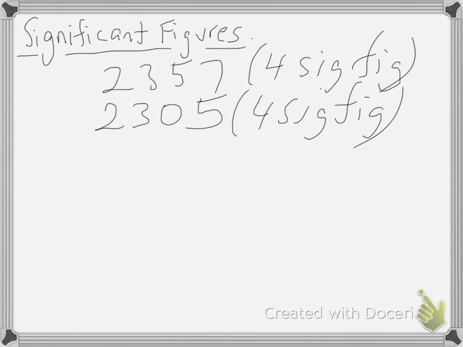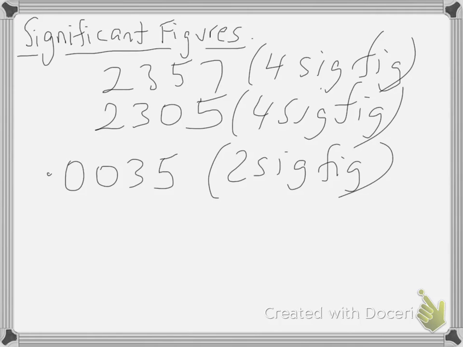The complicated thing is when there are numbers like 0.0035. That is not 4 significant figures, that is only 2 significant figures. The zeros there are not significant. One reason you can see that is if you write it in scientific notation, that is 3.5 times 10 to the negative 3. So when you write it like that, you can see there are only 2 numbers that are significant, the 3 and the 5.